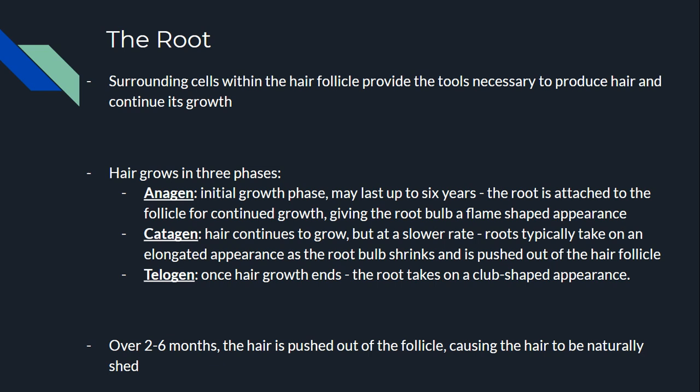Then you have your catagen. This is when your hair continues to grow, but at a much slower rate. Roots typically will take on an elongated appearance. And then you have your telogen phase, which is the end of your growth phase, when your root takes on a club-like appearance to force its way out of the root itself, out of that follicle.